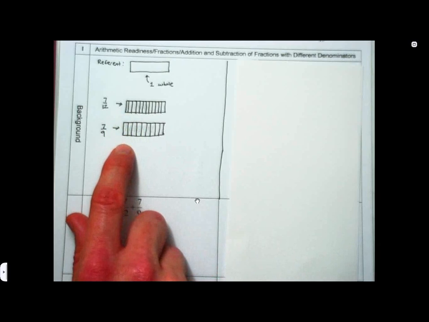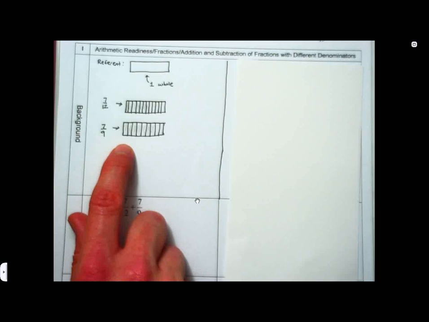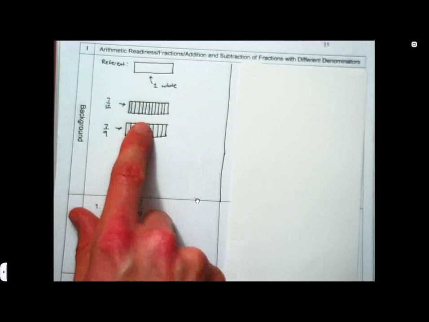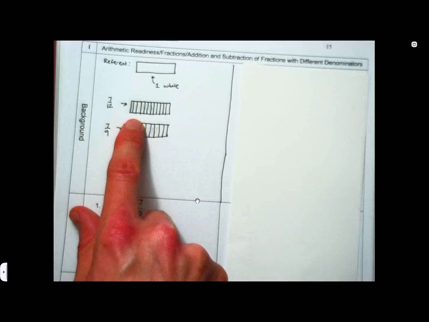So why does that matter? Well, in math, we only want to add things together that are of the same size and same shape, most of the time. So we can't really add pieces in this rectangle with pieces in this rectangle because they're not really the same size. So how do we account for that?